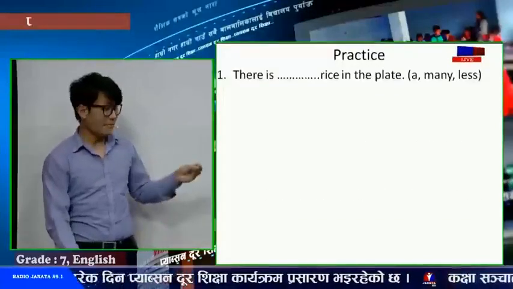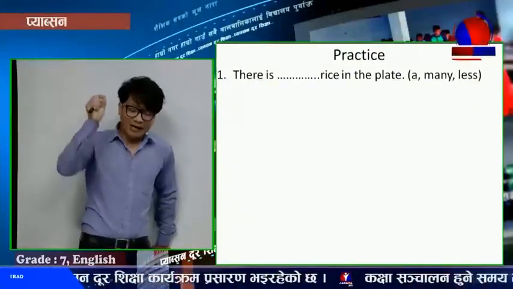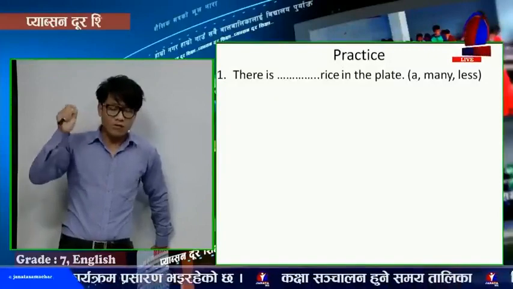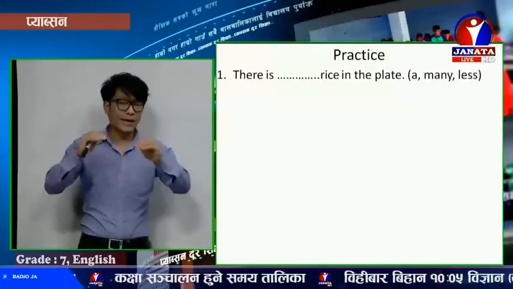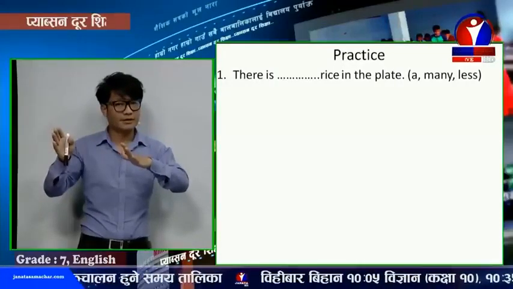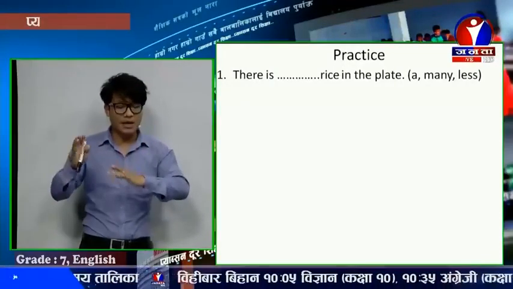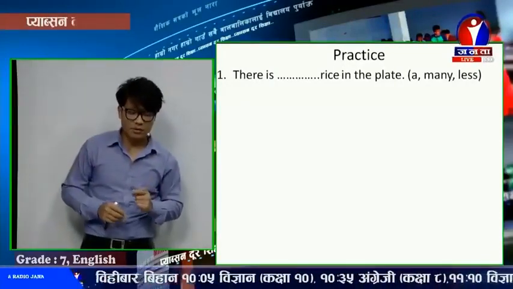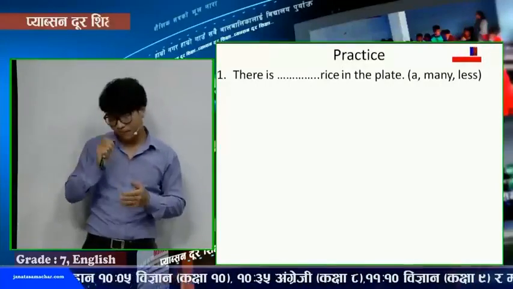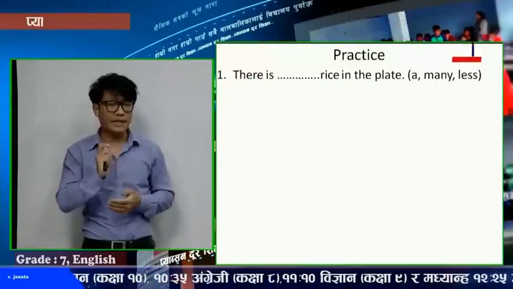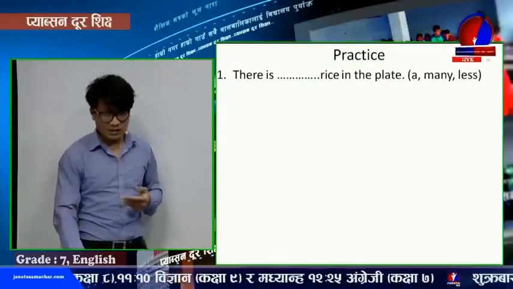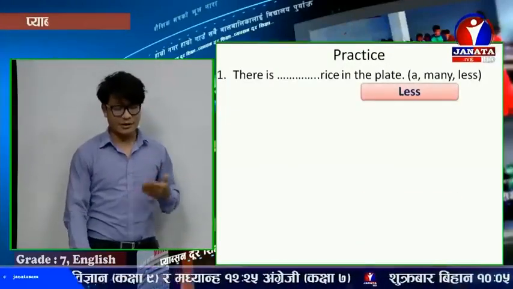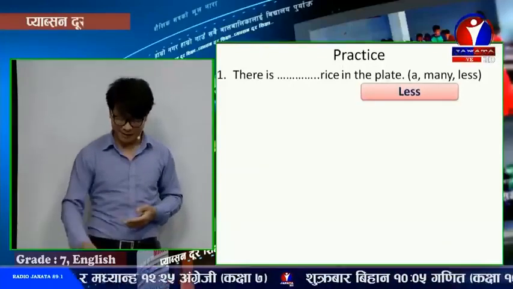Now let's have some practice here. There is ... rice in the plate. Options: many or less. Rice is an uncountable noun. So what is correct? Many or less. So obviously you can guess that the answer is less. There is less rice in the plate.